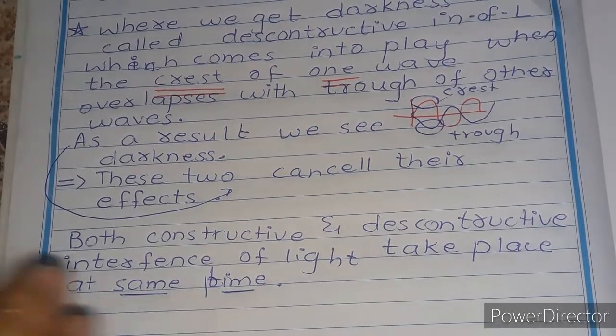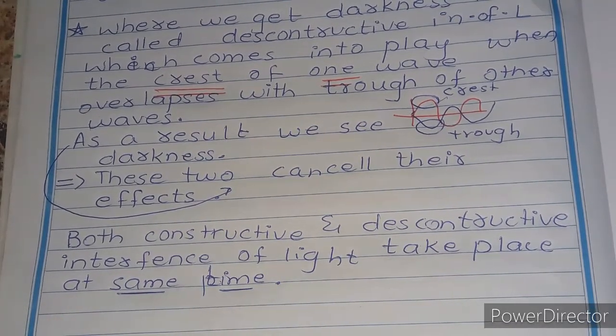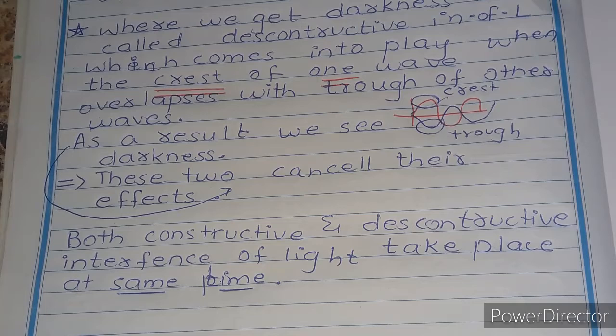So this was all about the interference of light. In the next video we will explain Young's experiment or principle.